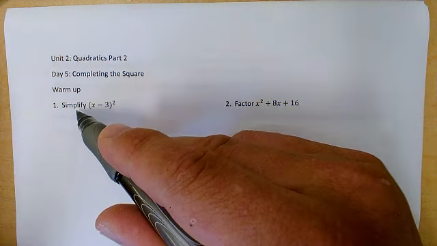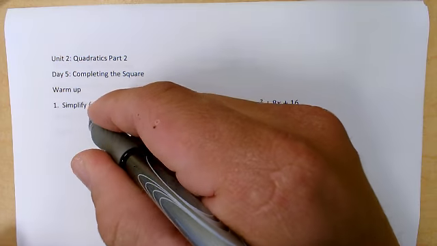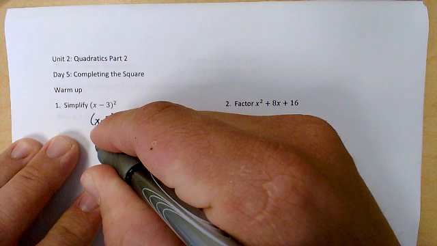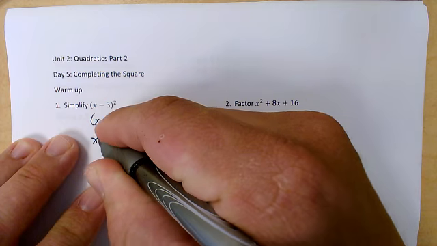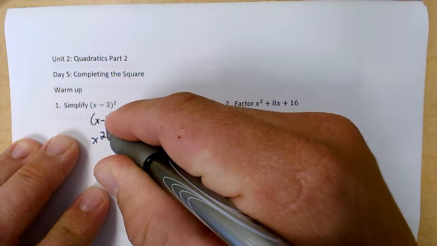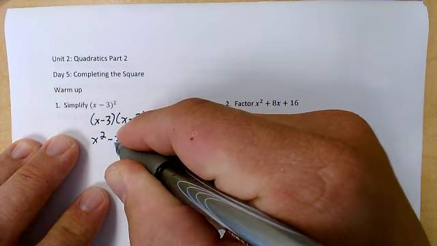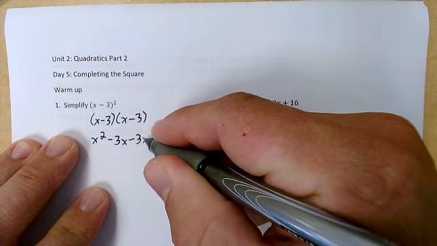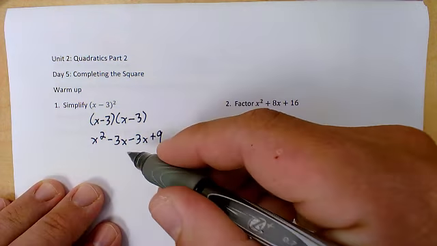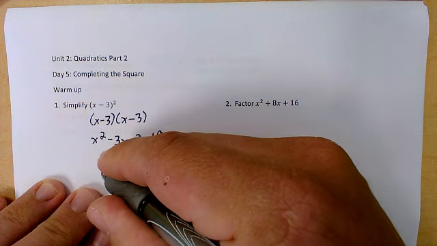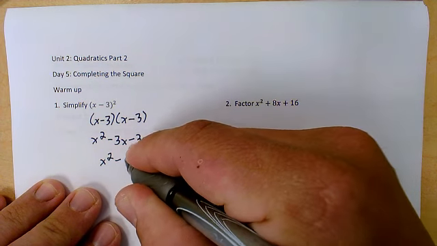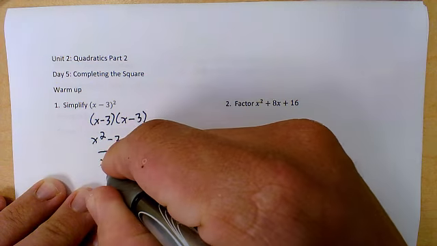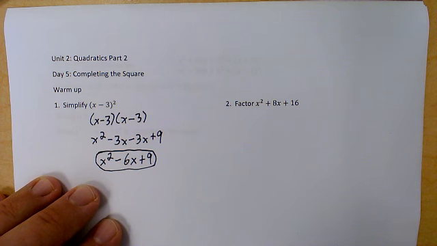So if I were told to simplify that perfect square, I would multiply x minus 3 to itself because it is being squared, and then start distributing. So x times x is x squared, x times negative 3 is negative 3x, negative 3 times x is negative 3x, negative 3 times negative 3 is positive 9. Then I'd combine my like terms in the middle, so x squared minus 6x plus 9. That's my simplified version of this perfect square.